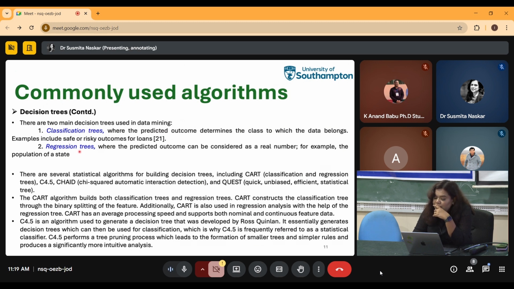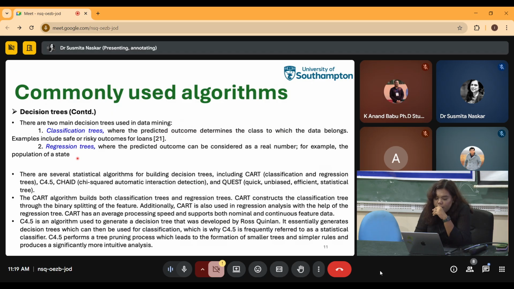Whereas the second type is the regression tree. What happens in the regression tree is that we generally use these models when the predicted outcome is a real number rather than a class. A typical example would be estimating the population of a state or predicting a continuous variable like house prices. And there are several well-known statistical algorithms for building these decision trees. Among them, some very famous ones are CART, C4.5, CHAID and QUEST.